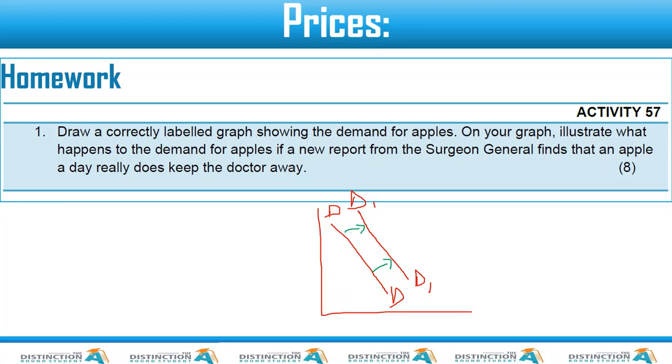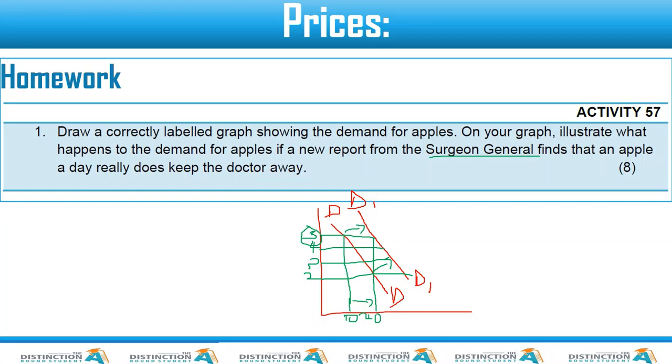But now the quantity demanded at each price level changes. Let's say apples are at 5 rand, 4, 3, 2, going down like that. At the same price of 5 rand, initially, let's say 10 apples would be demanded. But because of this research by the surgeon general, demand would increase from 10, even at the same price of 5 rand, to let's say 20. So the quantity demanded for apples would double.